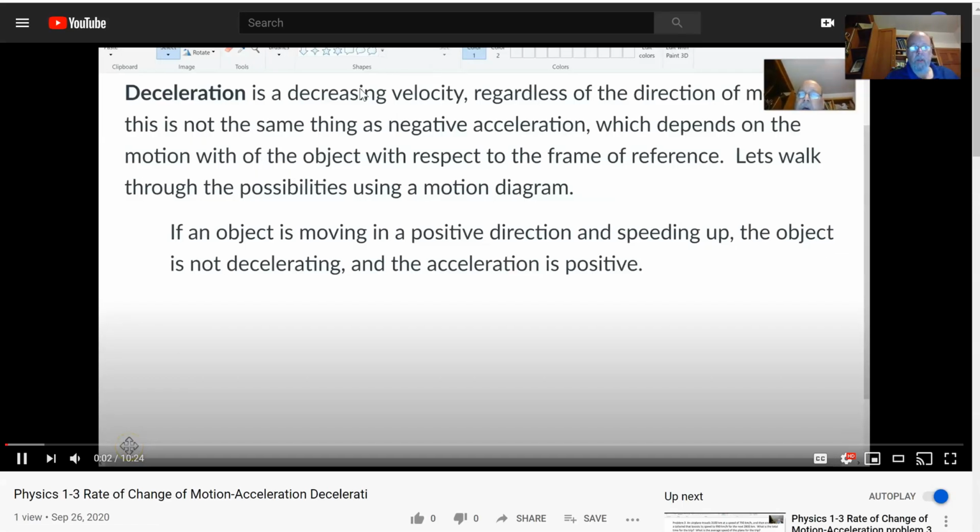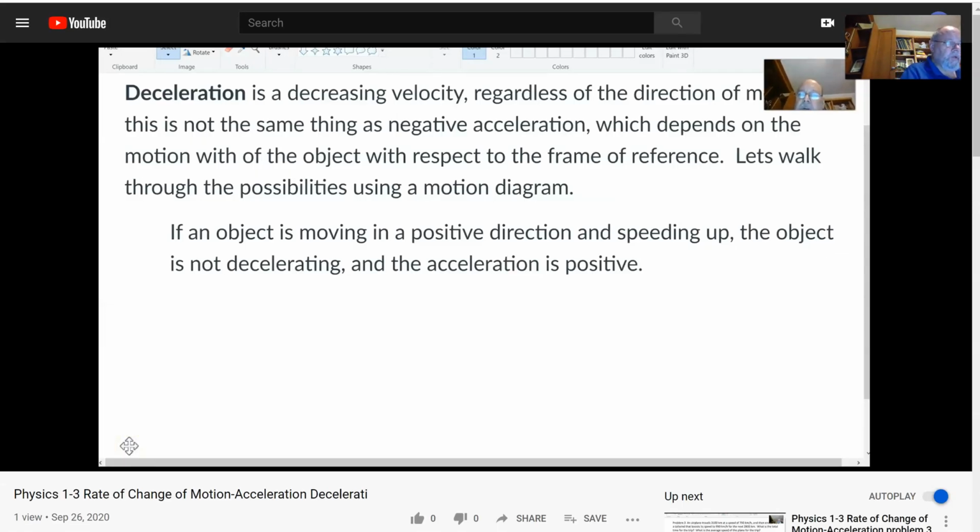Okay, so there's a point of confusion that we're going to have that we need to clarify right now. And that is that when most people think about the term acceleration, they think that that means that something is speeding up. If I'm accelerating, I'm speeding up. But in physics, that's not true. In physics, if I say acceleration, that only means that the velocity is changing. It could be increasing or it could be decreasing, okay?